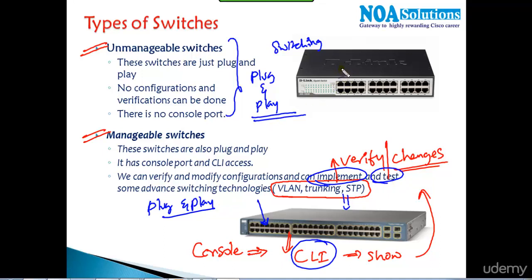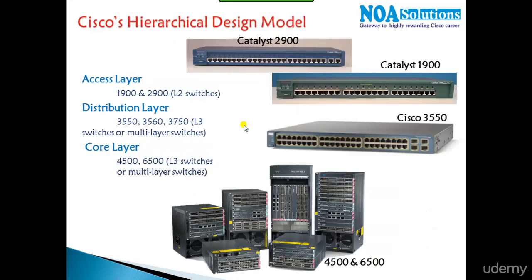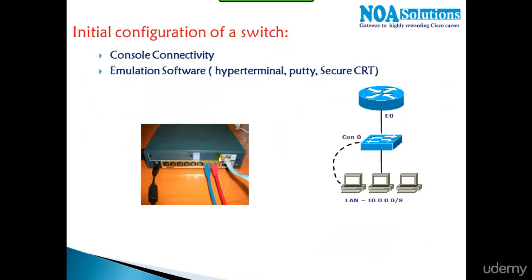Now some of the switches you find in small size networks, we call them unmanageable switches. The normal switches, we can say, whereas manageable switches are the ones we can manage. That's what command line access is. Now the next thing we'll see here is the Cisco hierarchy.